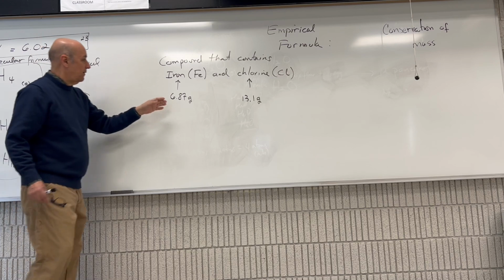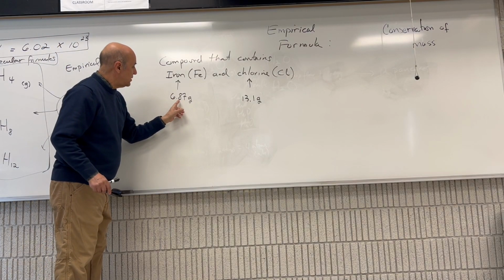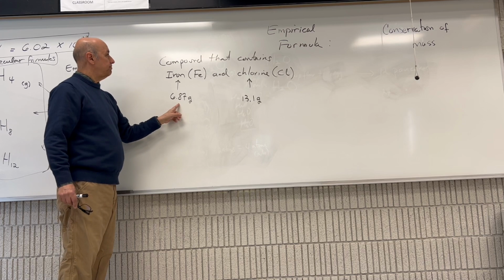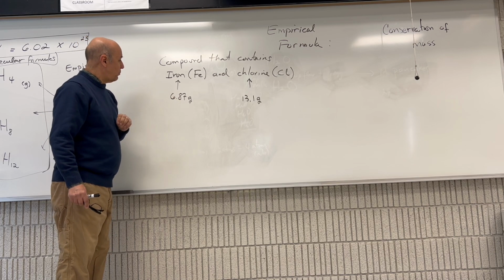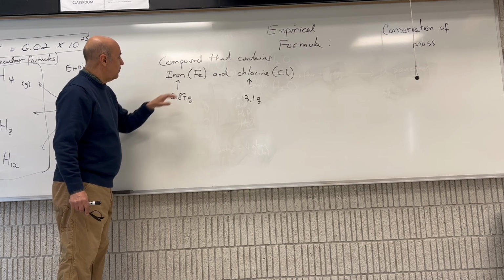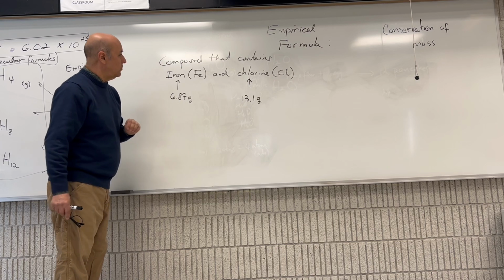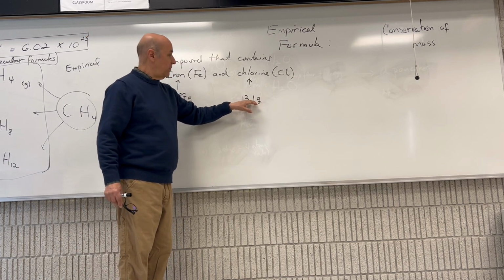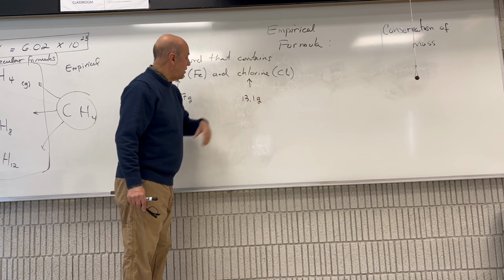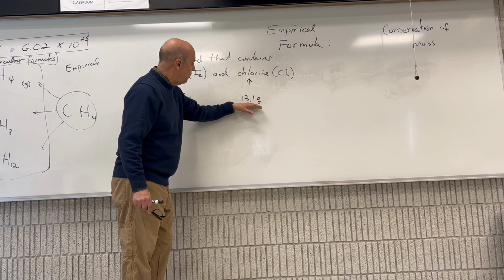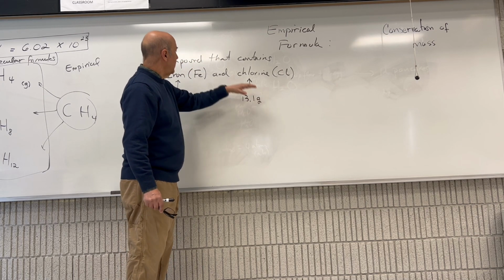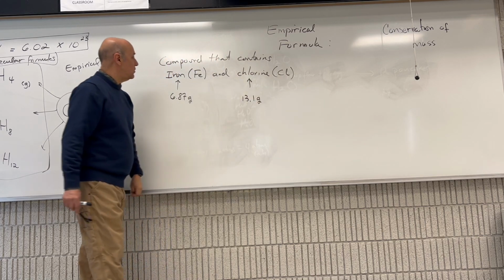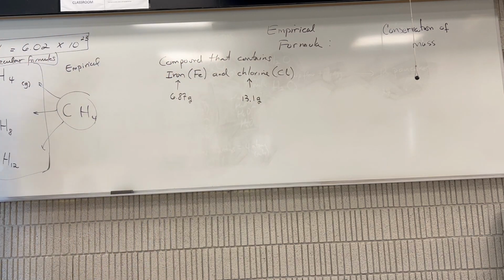So there's nothing wrong with me saying, okay, let's see how many moles these 6.87 grams represent of iron. And that we can do. I'll show you how. You already know how, but I'm going to show you how. And the same thing we can do for the chlorine. How many moles of chlorine are in one analysis of this compound that contains both iron and chlorine?